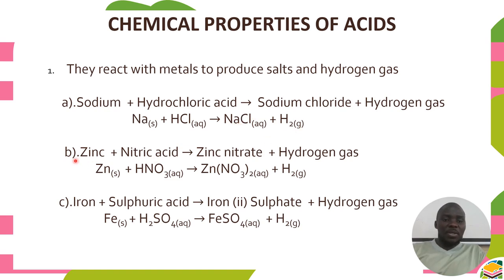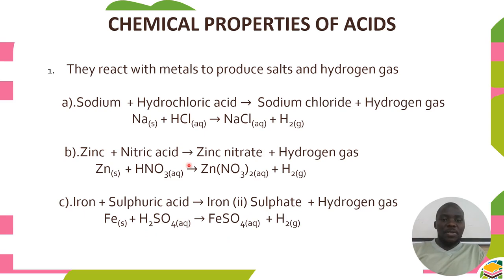The same applies to another example that we can use, zinc. This reacts with nitric acid to produce zinc nitrate, which is a salt, as well as hydrogen gas. The same applies to the last one. We have iron plus sulfuric acid to produce iron 2 sulfate, which is a salt, and hydrogen gas.